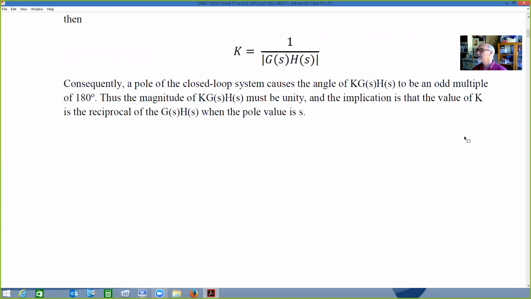Consequently, a pole of a closed loop system causes the angle of K G(s) H(s) to be an odd multiple of 180 degrees. Thus, the magnitude of K G(s) H(s) must be unity, and the implication is that the value of K is the reciprocal of that particular magnitude of G(s) H(s) when the pole value is at that particular value of s that we've determined.